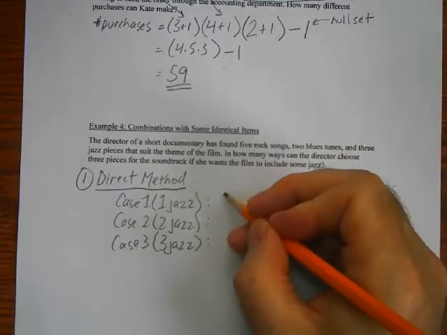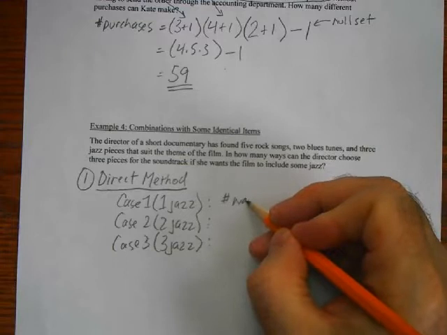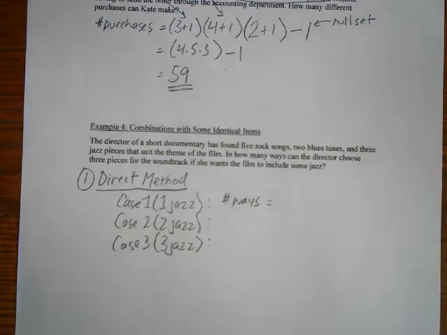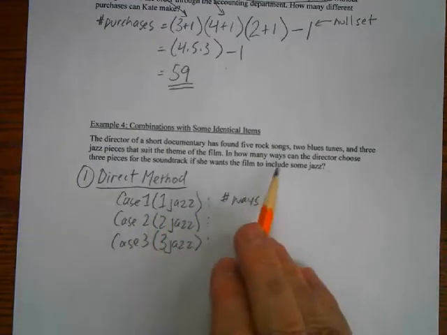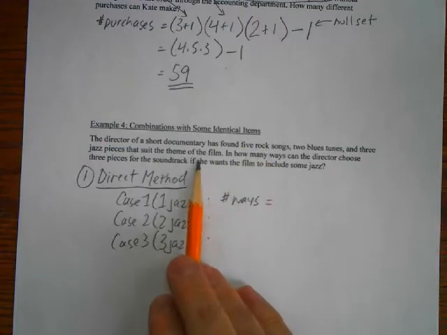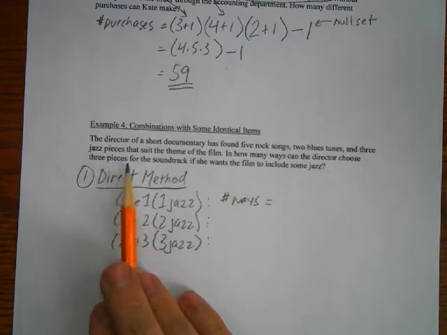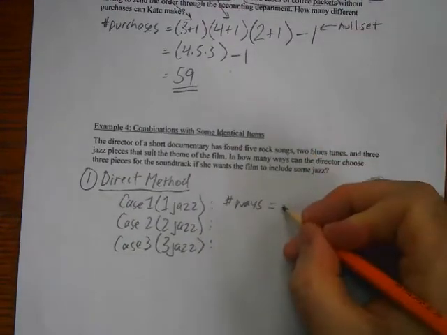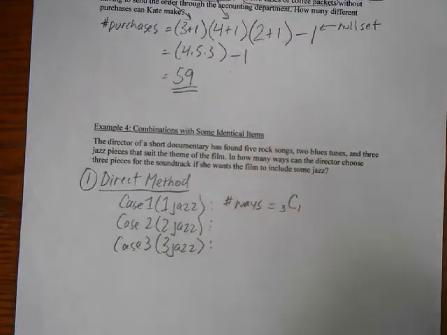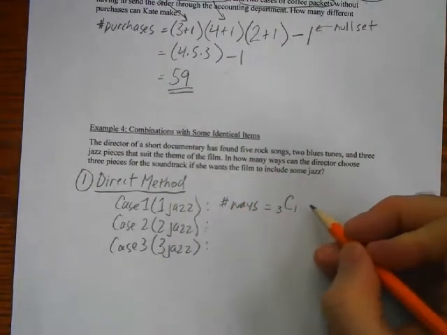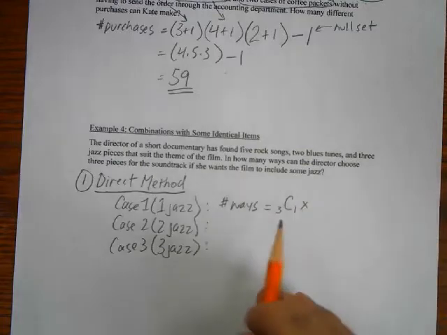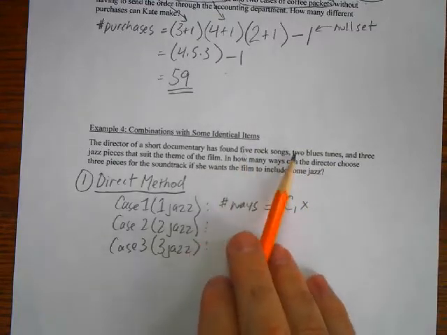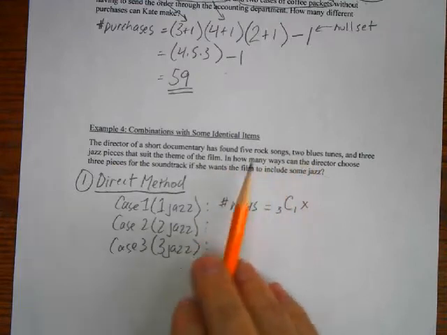Okay, so the number of ways of choosing 1 jazz piece. If we look at, first of all, how many ways can we choose 1 jazz piece? Well, we've got 3 jazz pieces, so this is a combination, 3 choose 1. That would tell us how many ways can we choose our jazz song. Okay, and so we've only picked the jazz songs so far. Now we pick the non-jazz songs. So how many non-jazz songs? Well, we got 5 rock and 2 blues, so we've got 7 non-jazz.